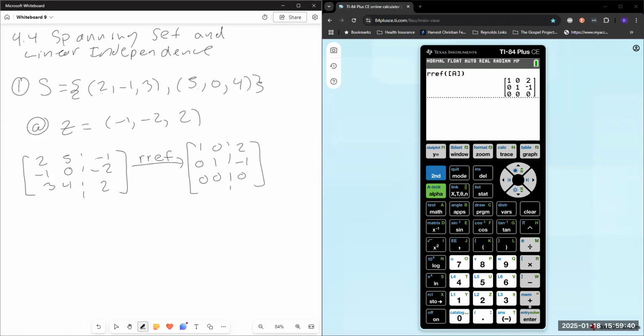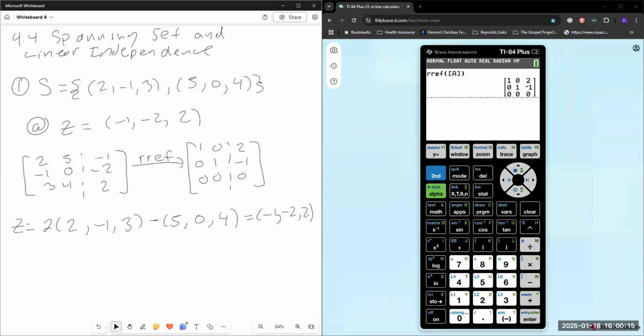So this tells me that I can write z as 2 times (2, -1, 3) minus (5, 0, 4). And that's z equals that. That's equal to (-1, -2, 2).